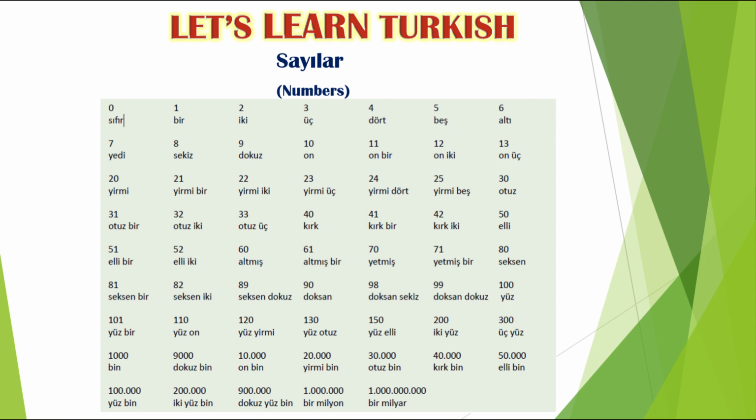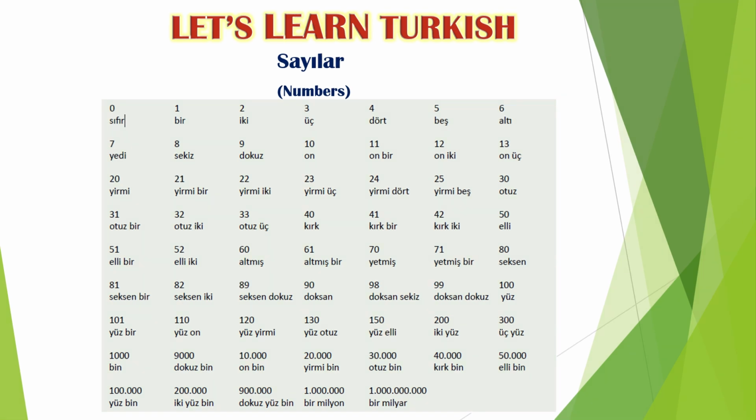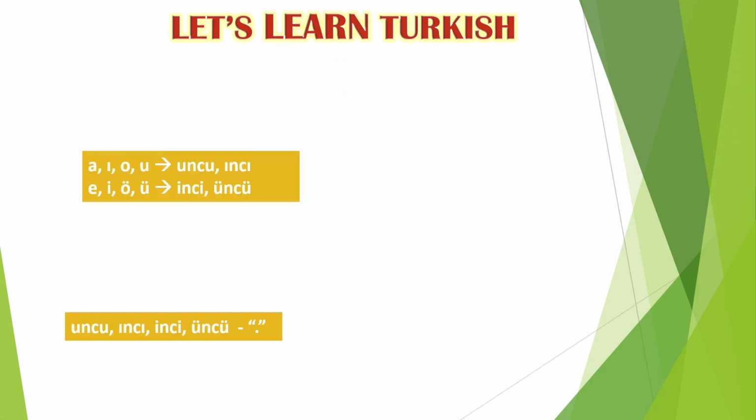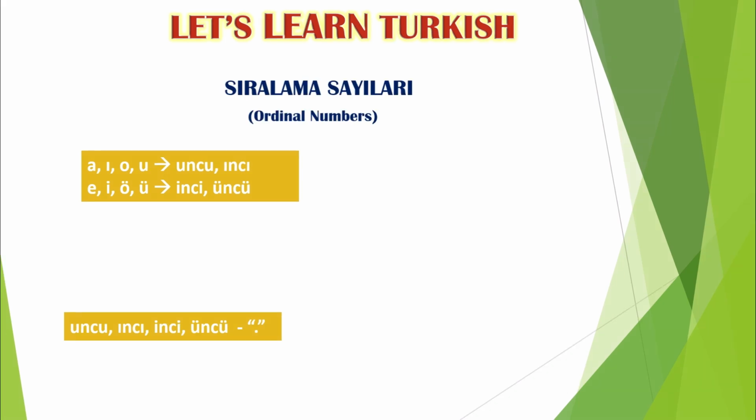1 multiplied by 1000 is 1000. And it continues. 1001, 1002, and so on, up to 9000. We learned numbers. Now we will continue with ordinal numbers. Sıralama sayıları.